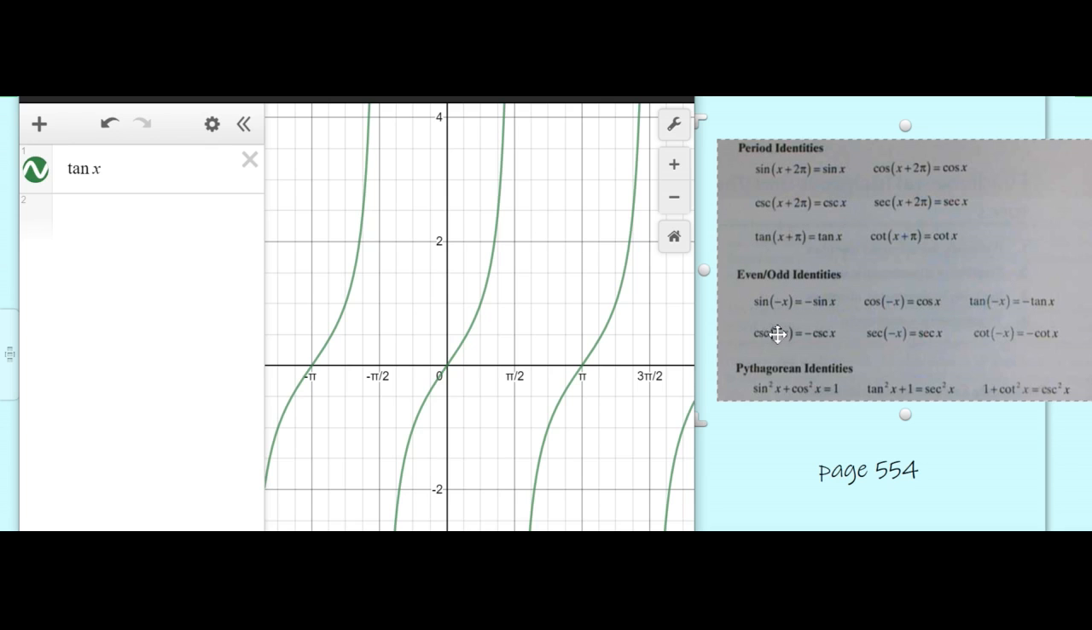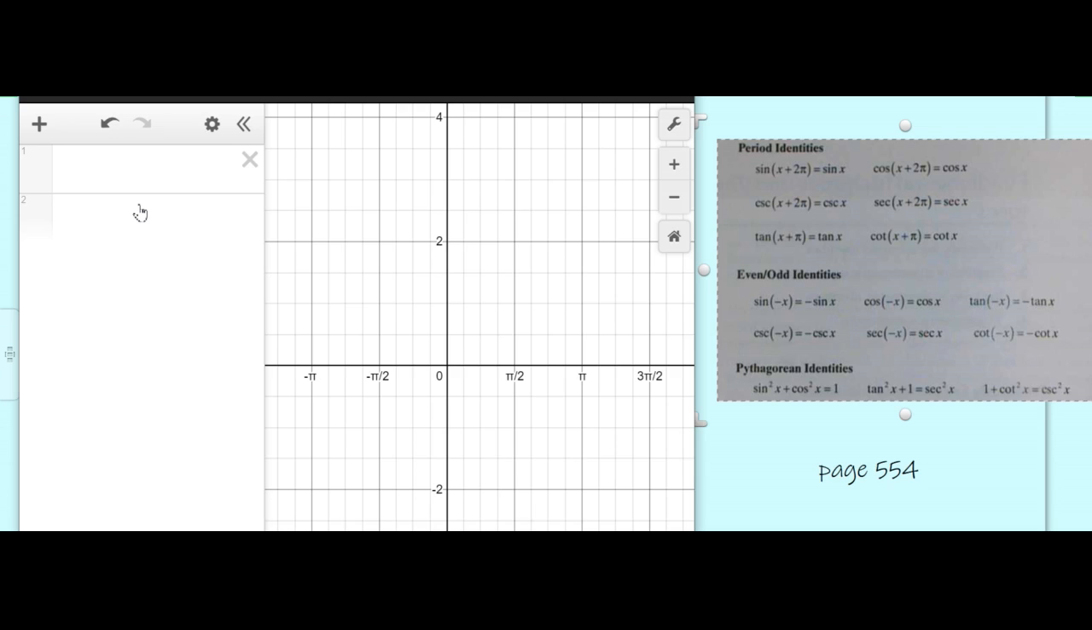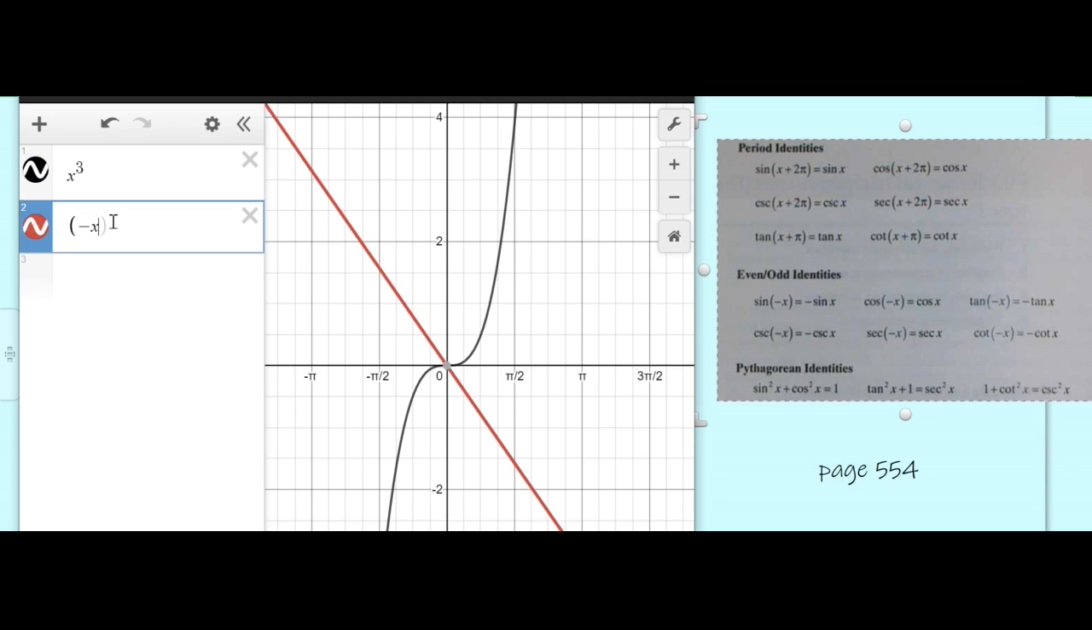Even and odd identities. We have in my room, but y'all can't see it, some of the definitions that y'all did, and one of them was even and odd functions. And when we looked at even and odd functions, we looked at something like x cubed. And we said, well, what if you graphed negative x cubed?